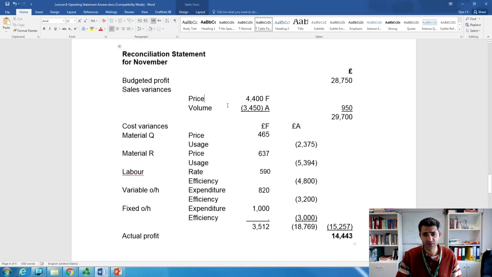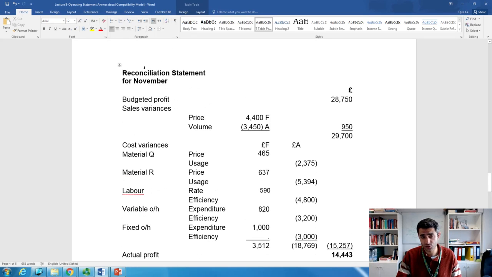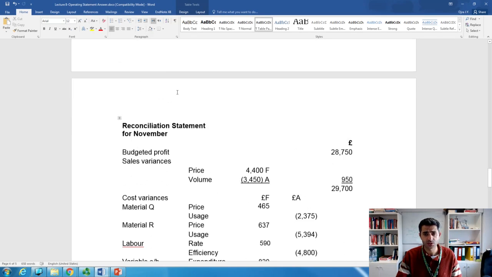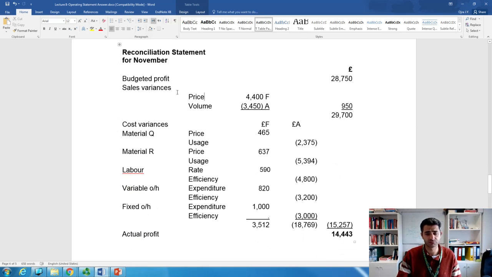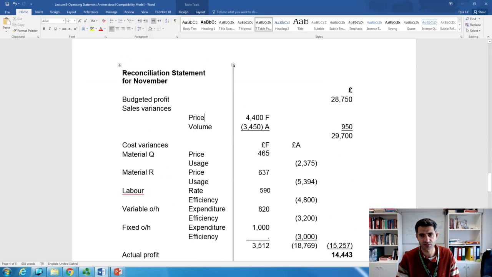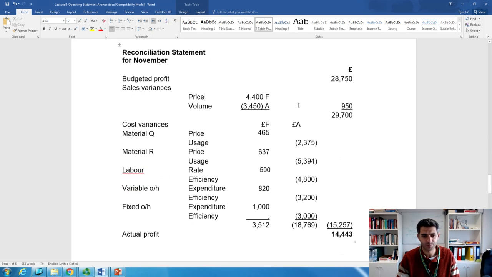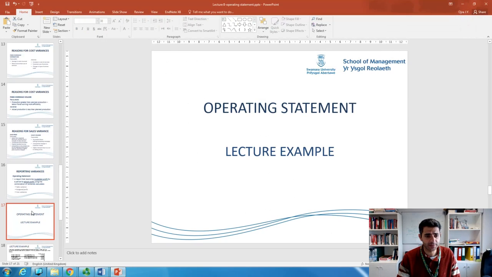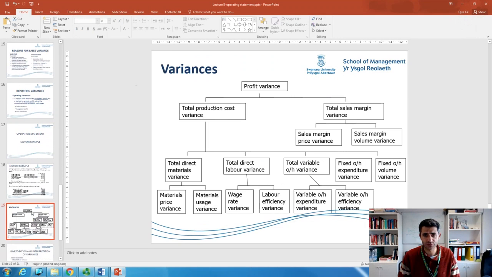Okay, so basically the last thing: this statement is done using the absorption costing method. In the operating statement, we can prepare two methods, using absorption costing and using variable costing. This is done using absorption costing. When it comes to variable costing, it is almost 95% similar, with just one small difference, which we'll explain in the seminar. Okay, so we finished this.